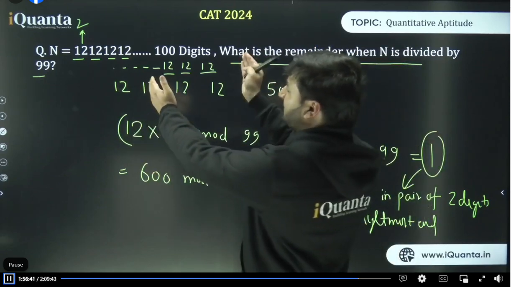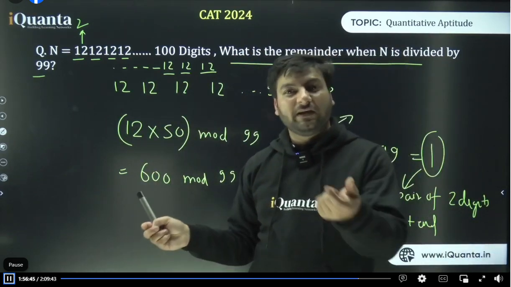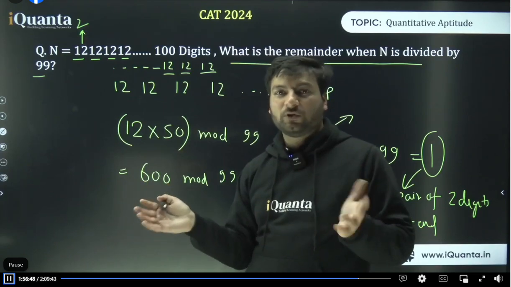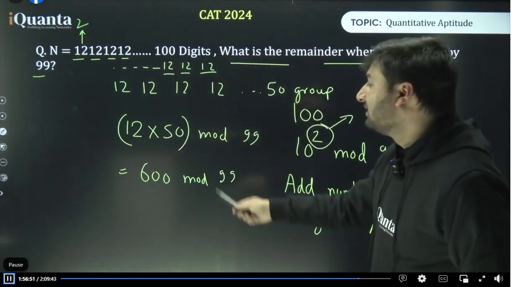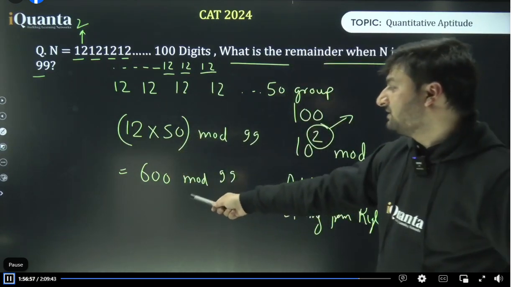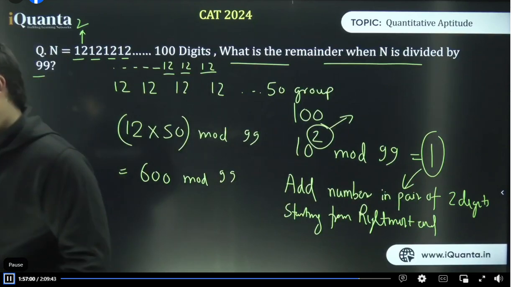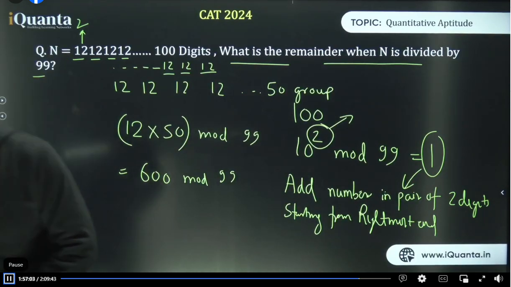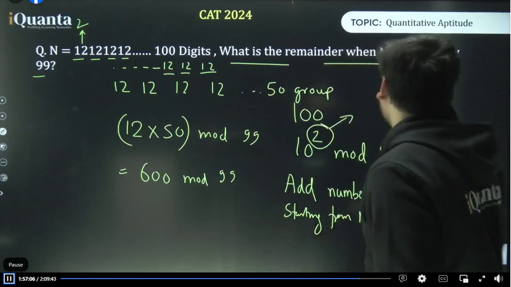Because I have to do 100 digits in total, I will have how many such groups? Every group is giving me 2 digits. I'll have 50 such groups, because 2 into 50 is 100, right? I have to consume 100 digits. So the sum of all such groups of 50 groups of 12 will be 50 into 12 mod 99, which gives me 600 mod 99. You can find out the remainder. Yes. Let us see the last question for the day, okay?